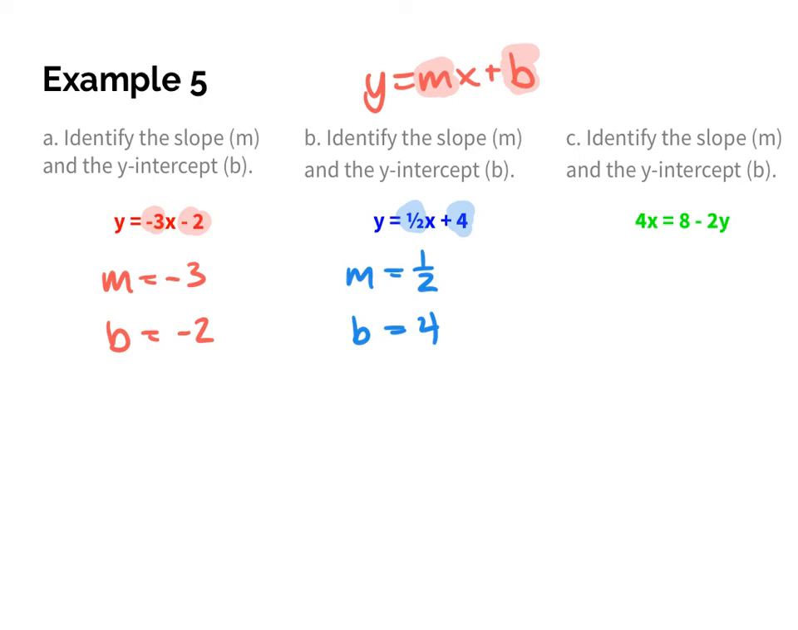And I say that because notice in our next example, that is not written in slope-intercept form. So that means if it's not written in slope-intercept form, just like we did with standard form, we're going to have to move some things around. Now, the only bad thing is that standard form was easy. We had to move one thing around. Slope-intercept form, we have to do a couple things.